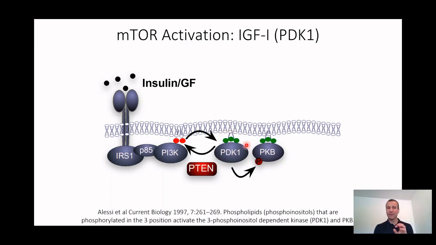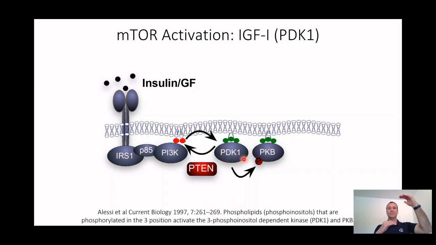Well, PIP3 is unique in that proteins that have a very specific domain in them, called a PH domain, will bind PIP3. And so now what you've done is you've brought IRS1 to the membrane, you've brought P85 and PI3 kinase to the membrane, and now by producing PIP3, you bring other proteins to the membrane. And the first one is the 3-phosphoinositide dependent protein kinase, or PDK1.